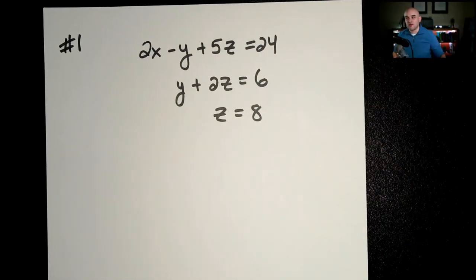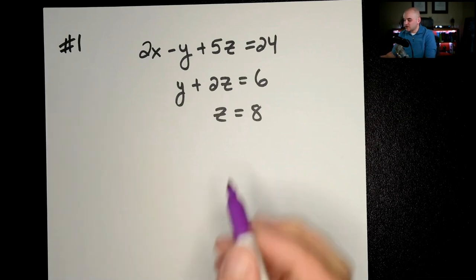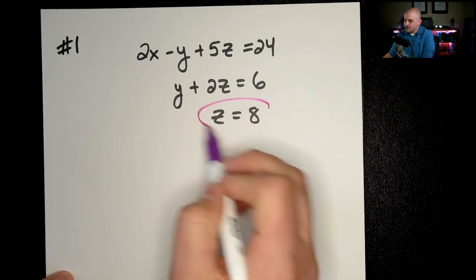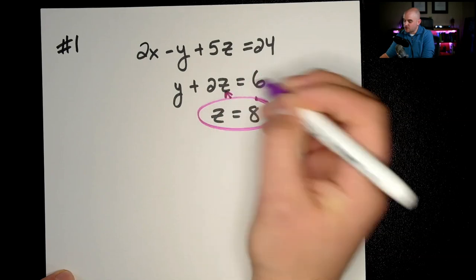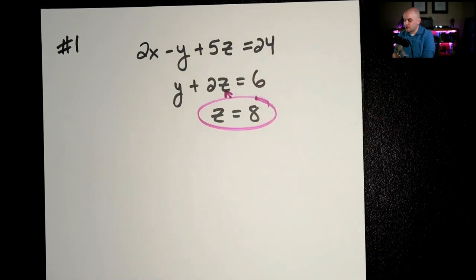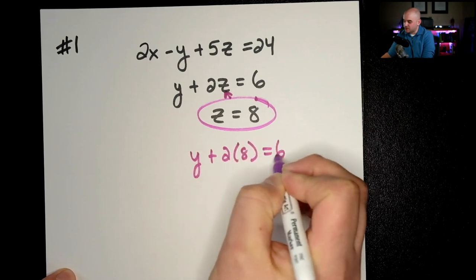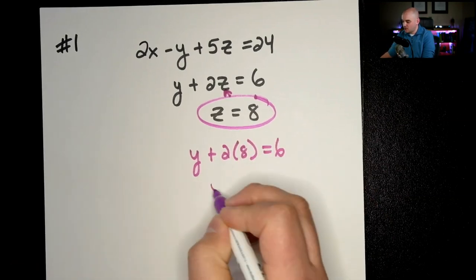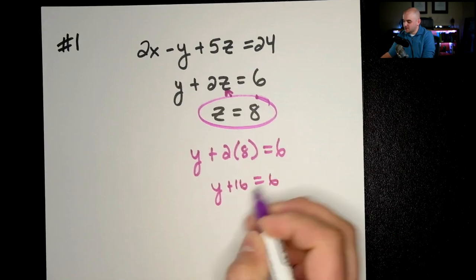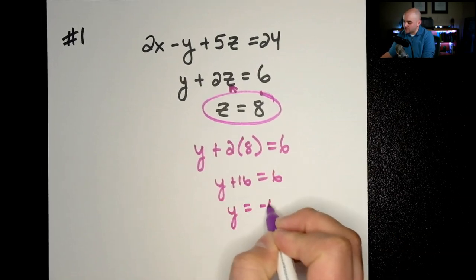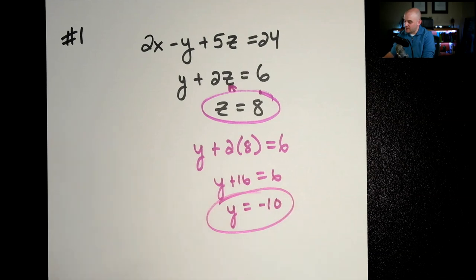So this is probably going to make it our easiest problem of the day, because all we've got to do is figure out, now that we know what z is equal to, we can substitute it back into that second equation there. And I'm going to get y plus 2 times 8 is equal to 6. And so y plus 16 equals 6, or y is equal to negative 10. And that gives me my value for y.